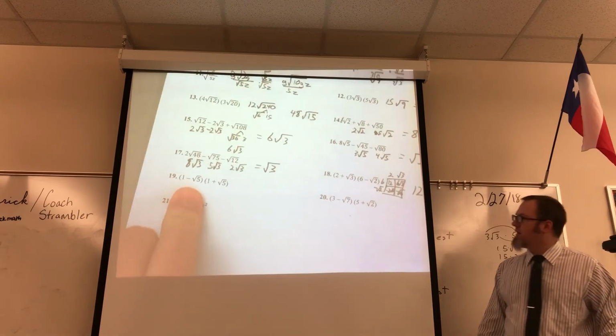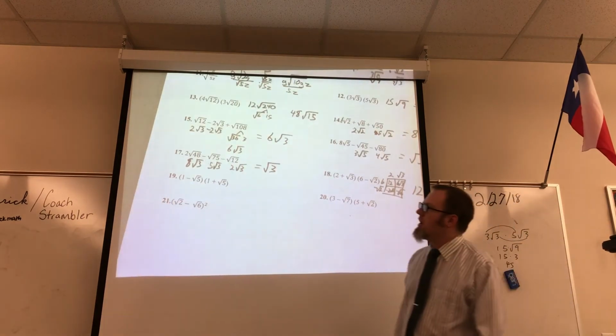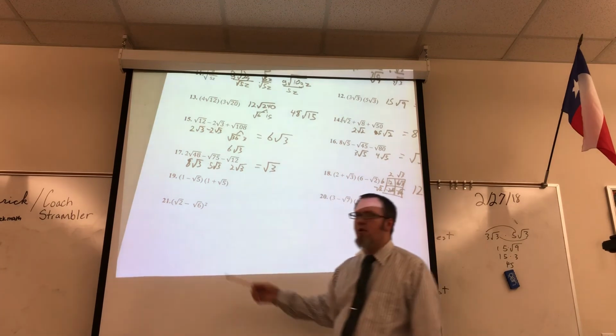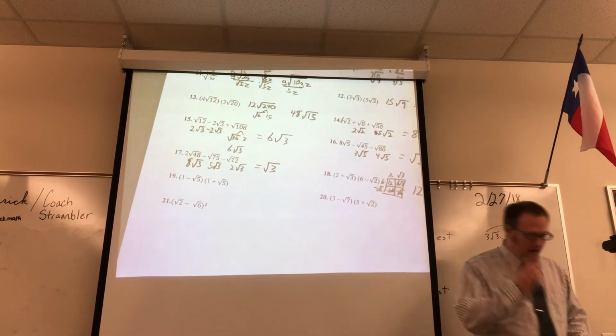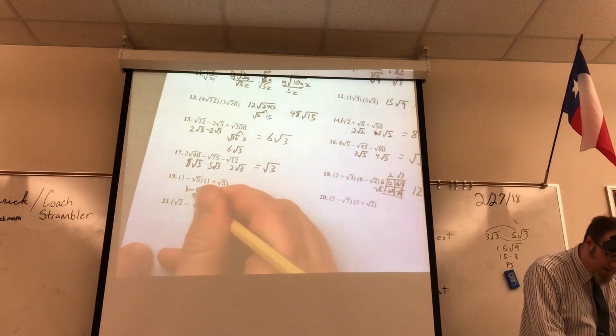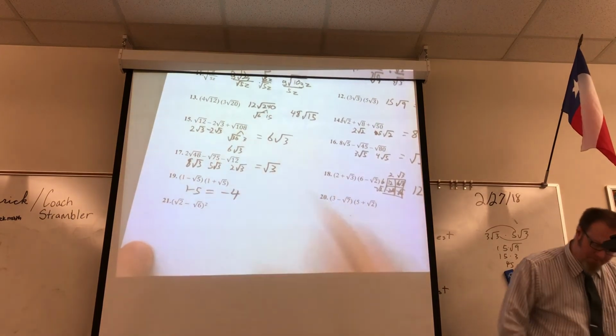Okay? This one, on number 19, those are conjugates. It's the minus and the plus. 1 squared is 1. Square root of 5 squared is 5. So that's 1 minus 5, which is negative 4.